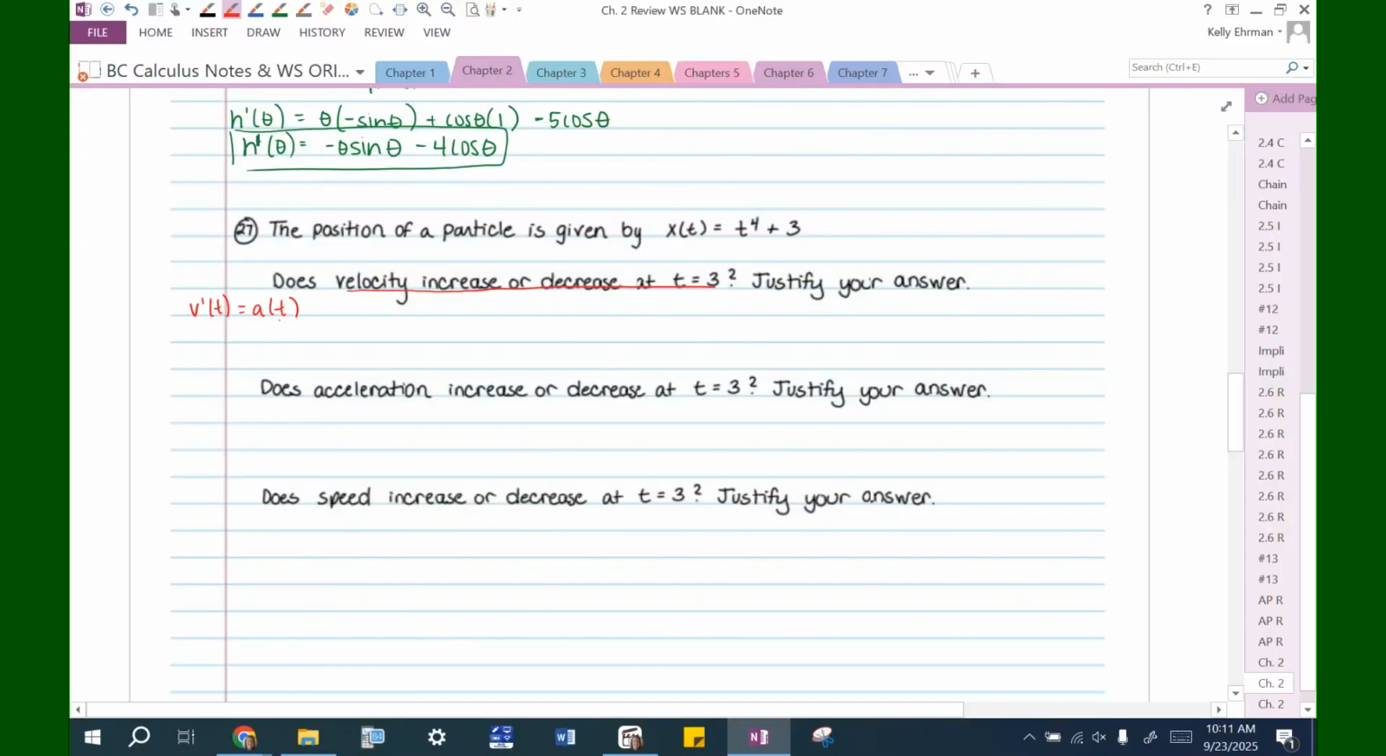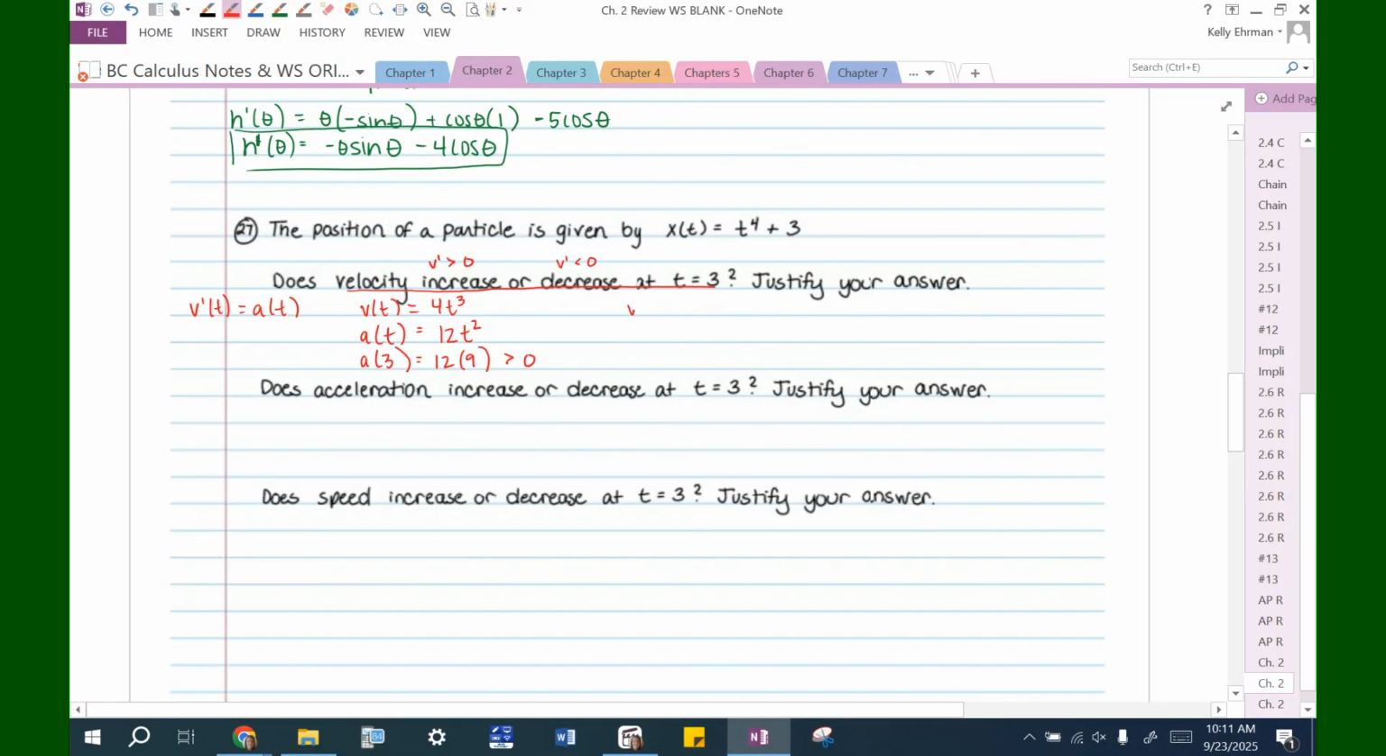Is a of t positive or negative? So increase would be v prime is greater than 0. Decrease would be v prime is less than 0. To find v prime, I need to first find v. So v of t is equal to 4t to the third plus 0. a of t, or v prime, is equal to 12t squared. At t equals 3, a of 3 is equal to 12 times 9, which is greater than 0.